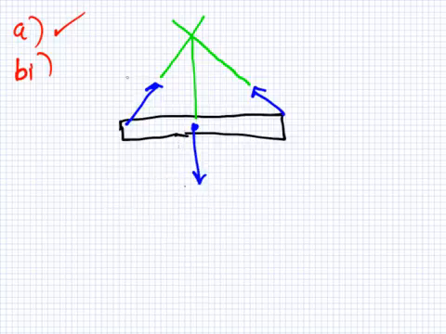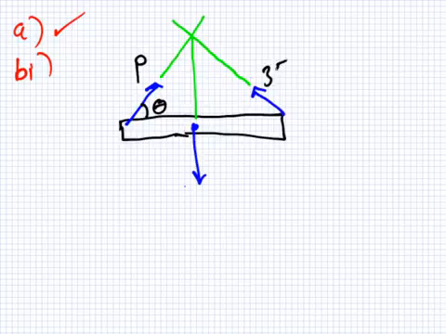So this force here, P, we don't know. And the angle here, we don't know. I'll call it theta. This we know is 35.6 and this is 40. This is 90 and this is W, which we don't know.